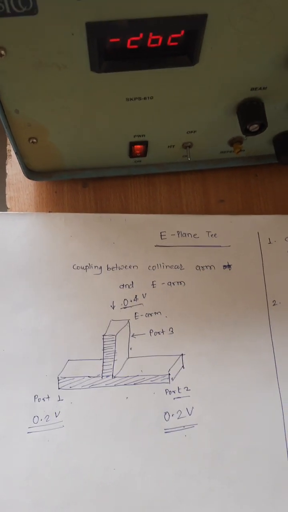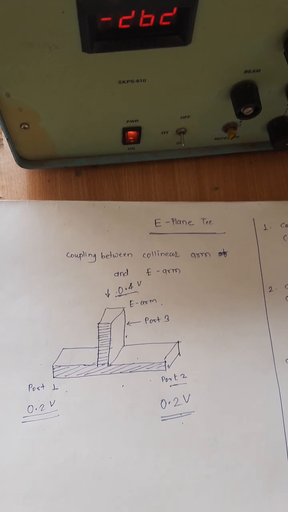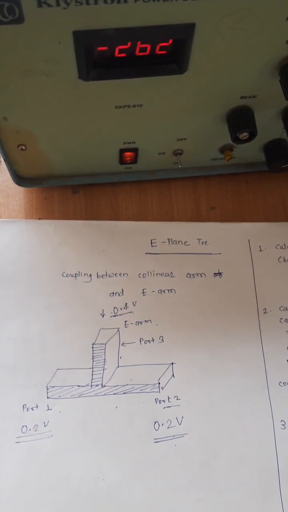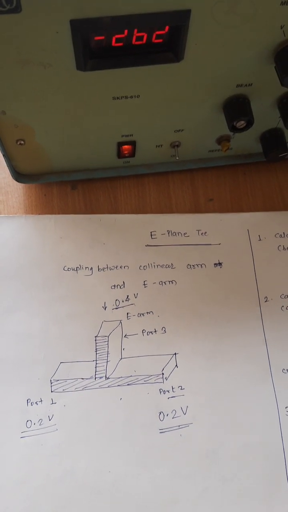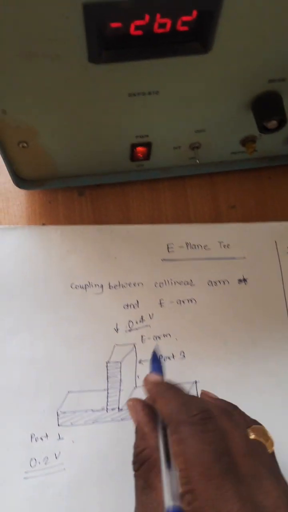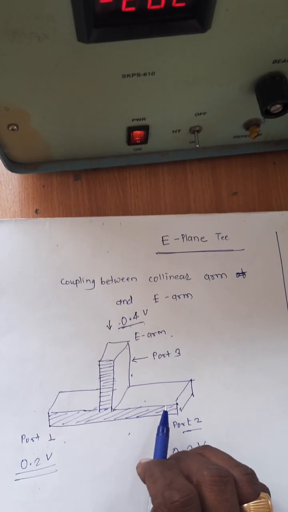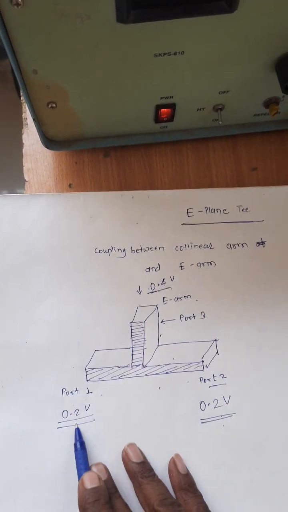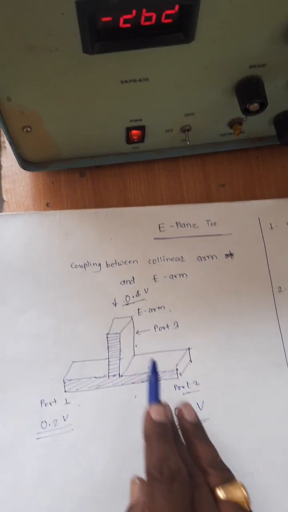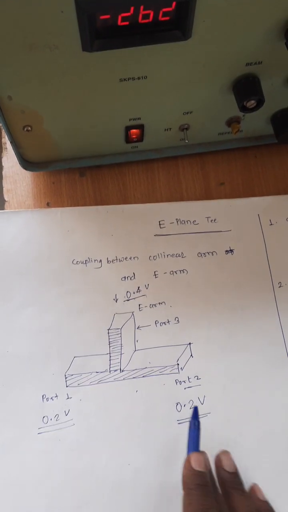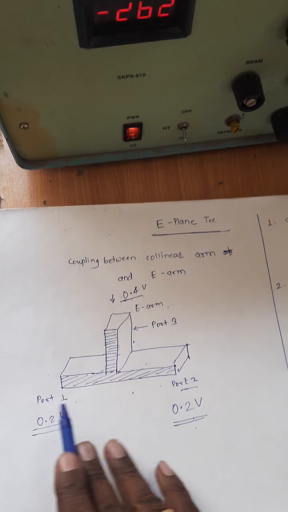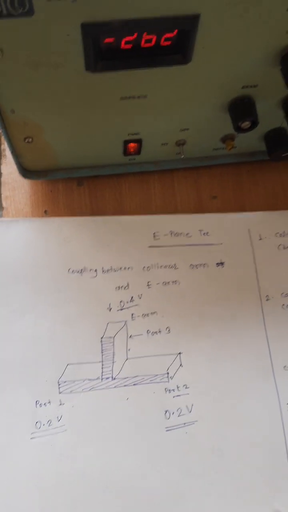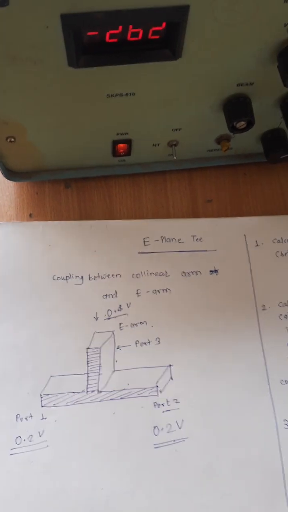In the H arm we get an additive output, whereas in the E-plane T we get a subtractive output at the E arm. We are not doing that particular procedure. We have just given input to the E arm and observed the output at port 1 and port 2. It is equally divided in magnitude, but out of phase: a 180 degree phase shift is present between port 1 and port 2.